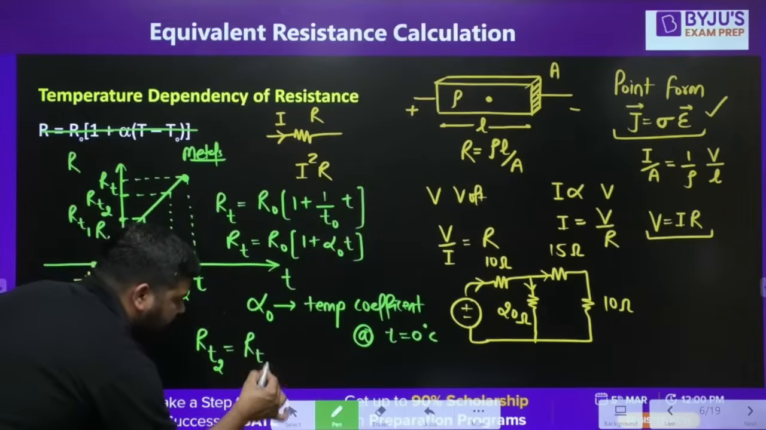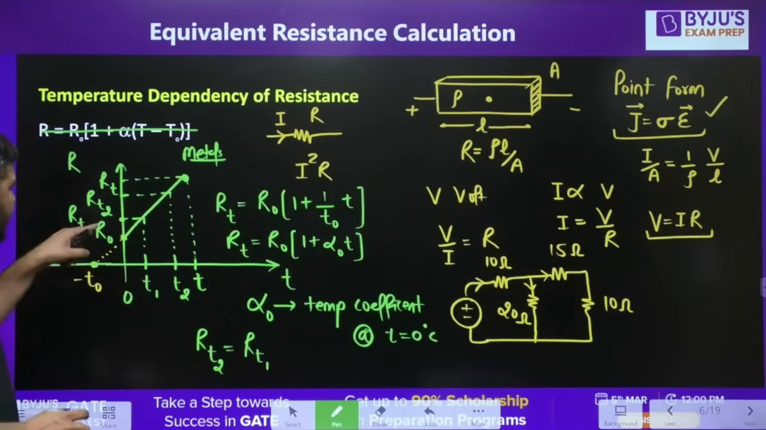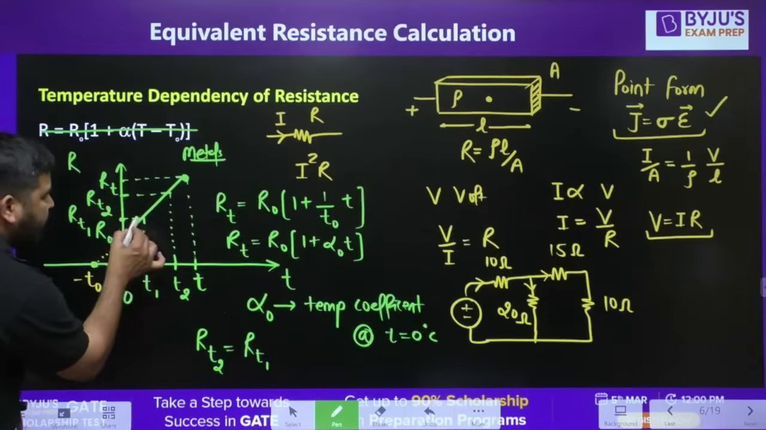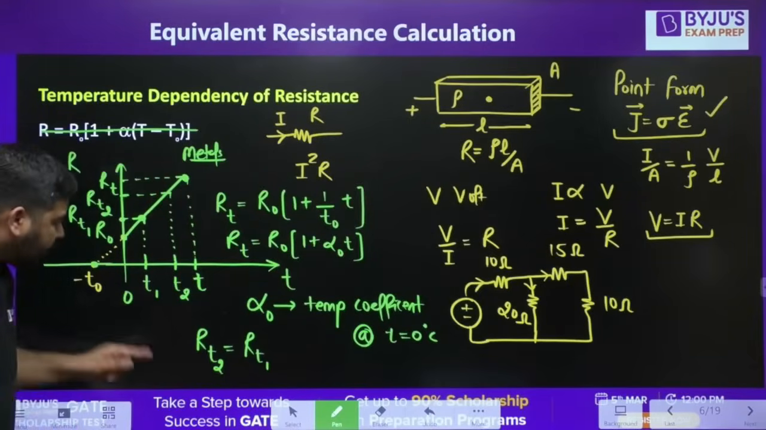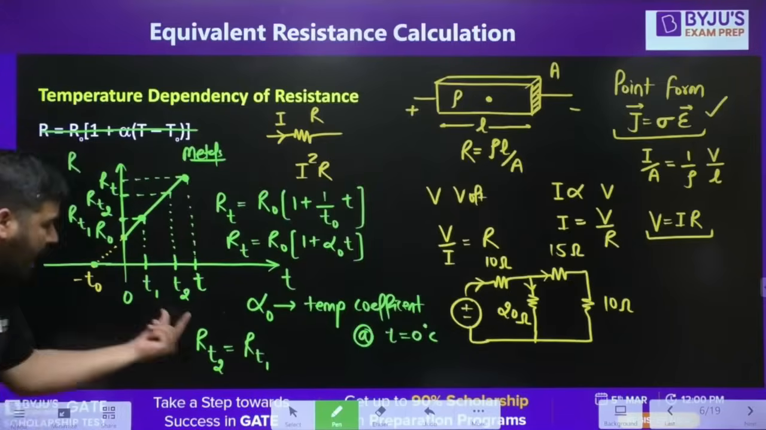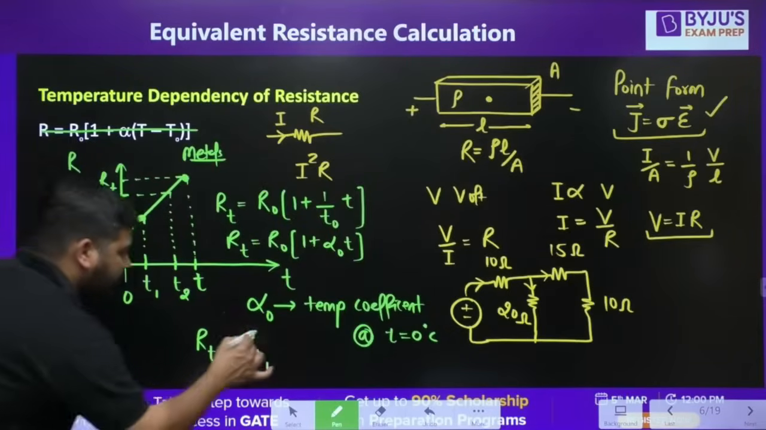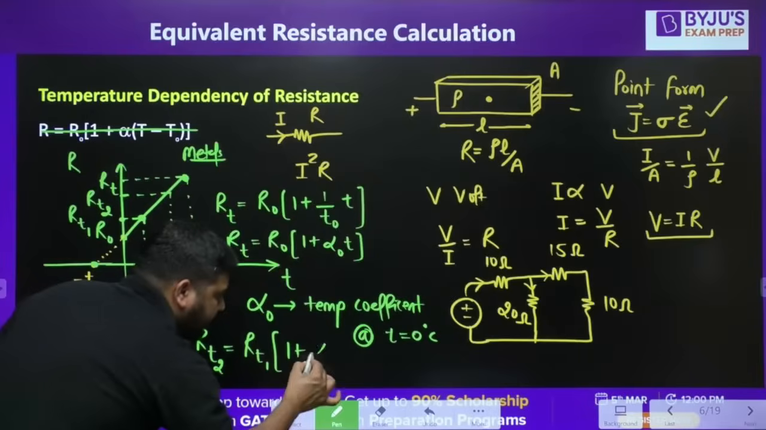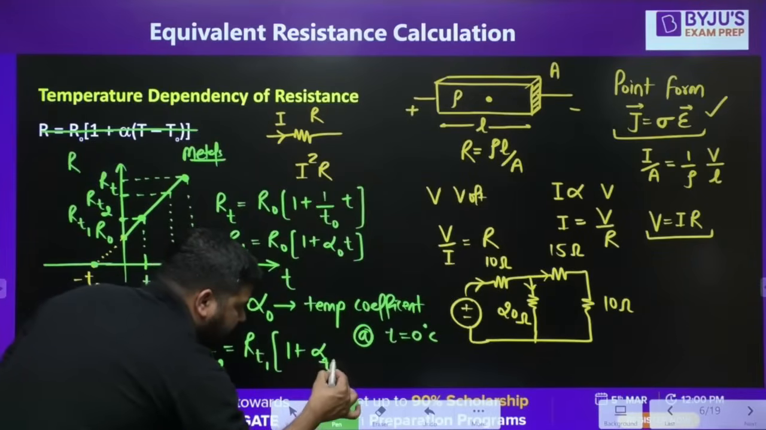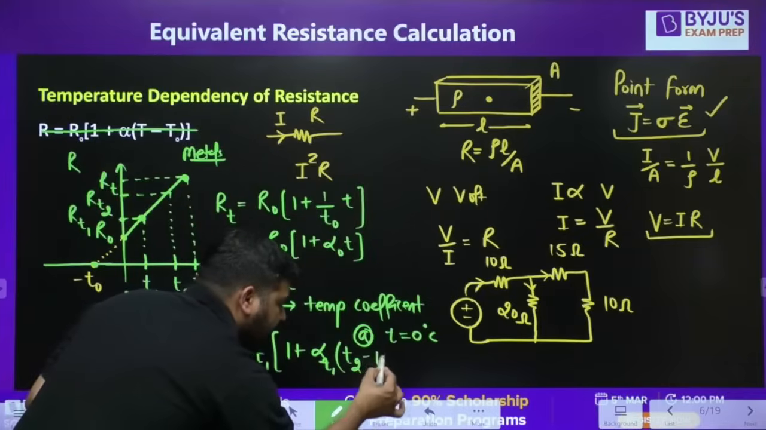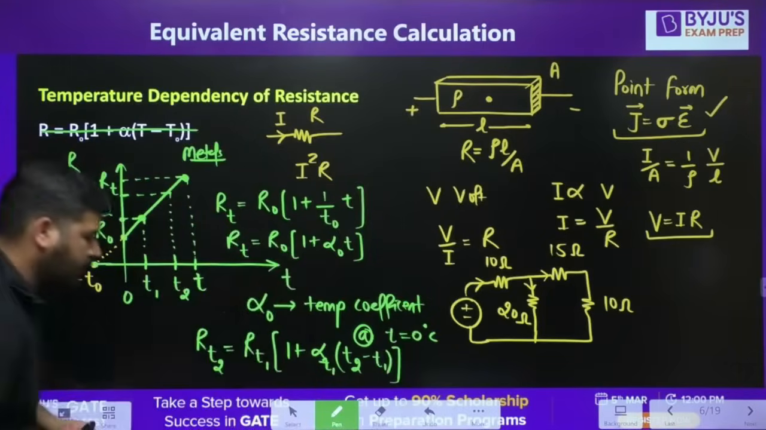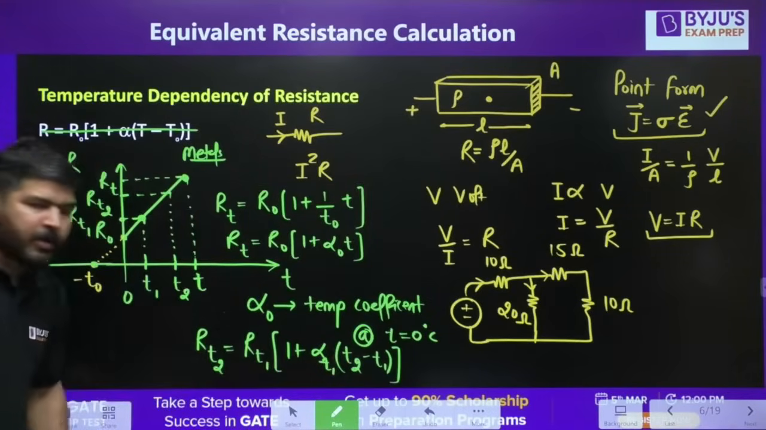RT1, because you know the value of the resistance at T equal to T1. You don't know the value of the resistance at T equal to 0. So RT2 will be equal to RT1 into 1 plus alpha T1 into T2 minus T1. Okay, this will be my resistance value at T2.